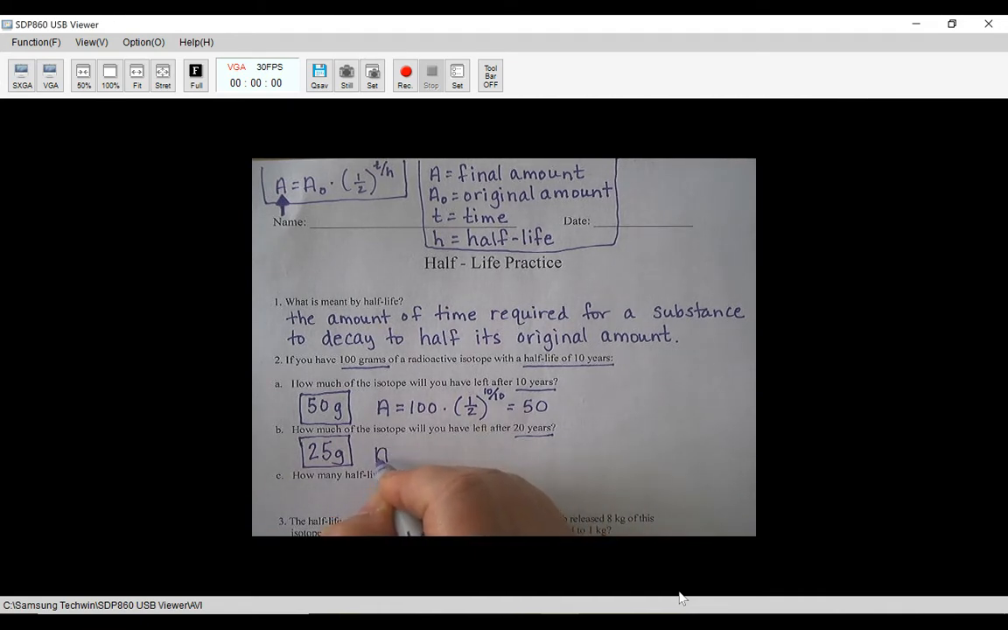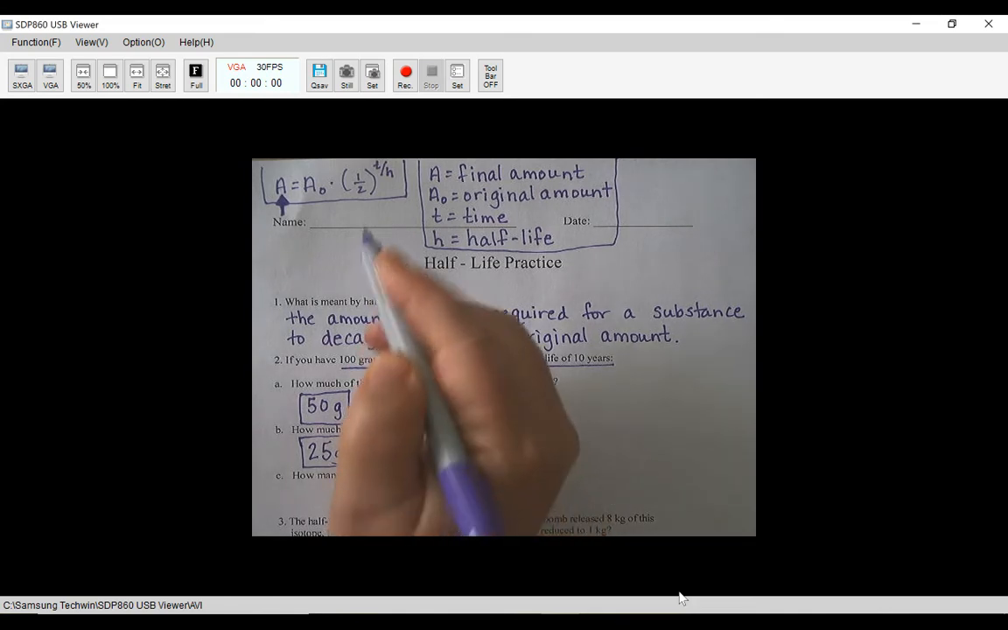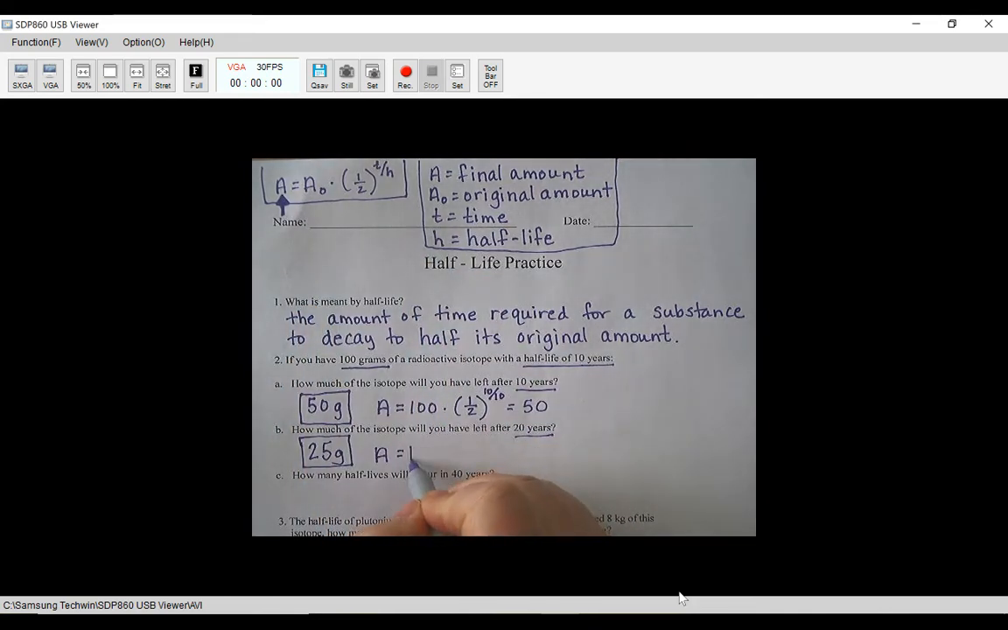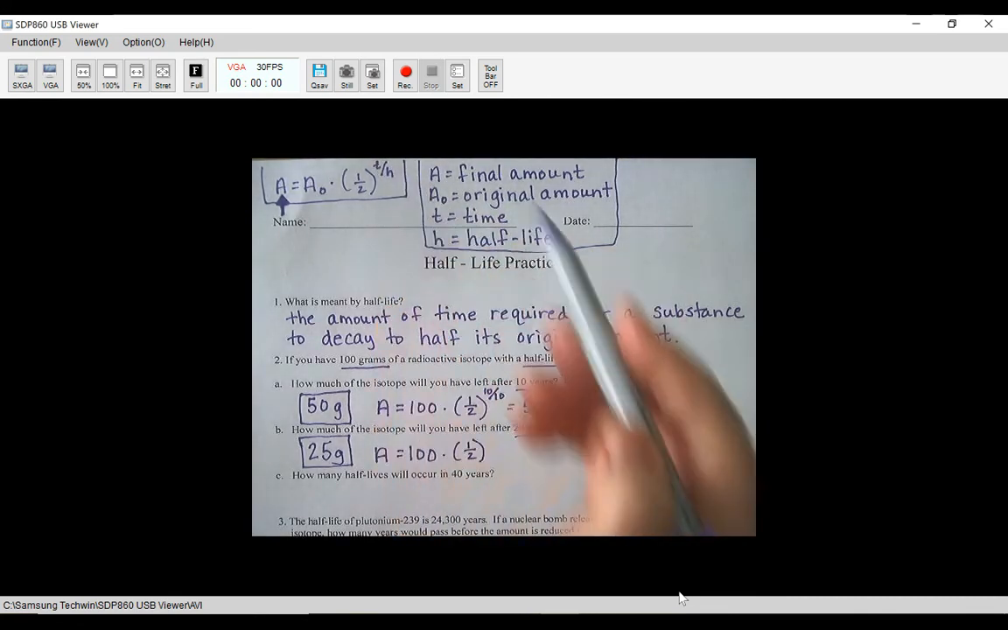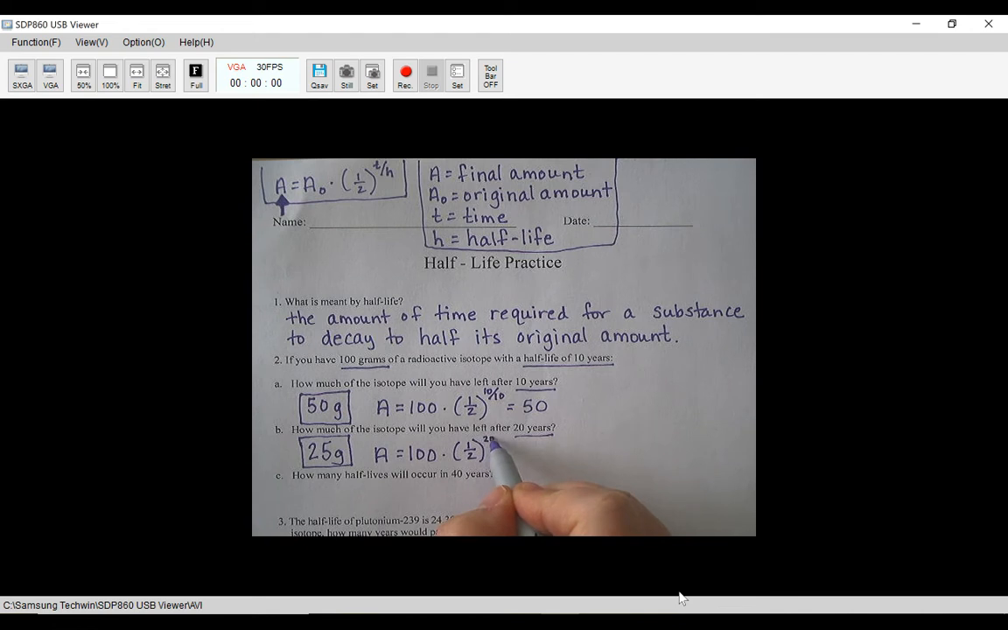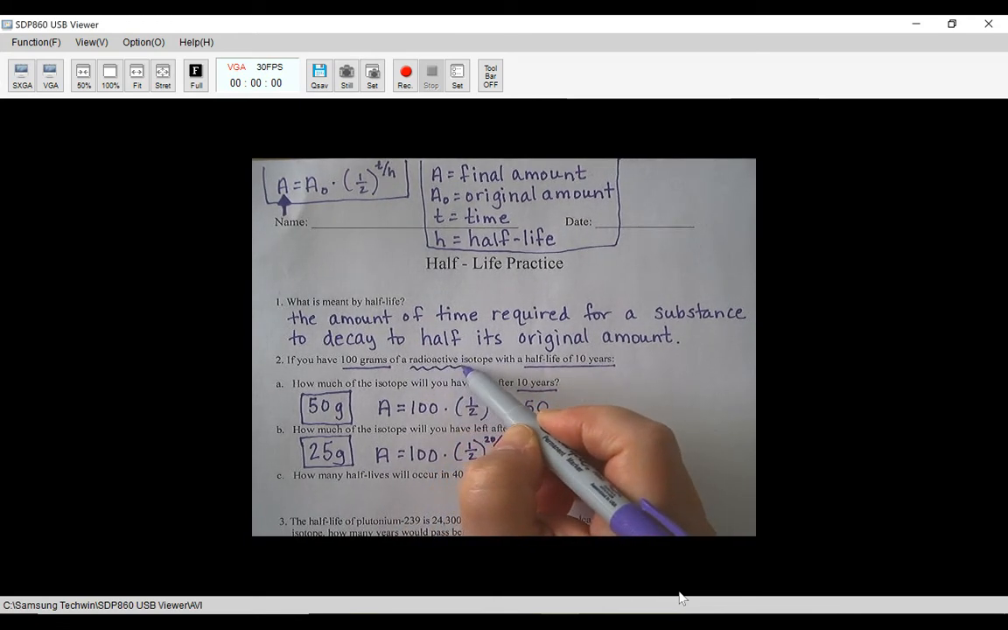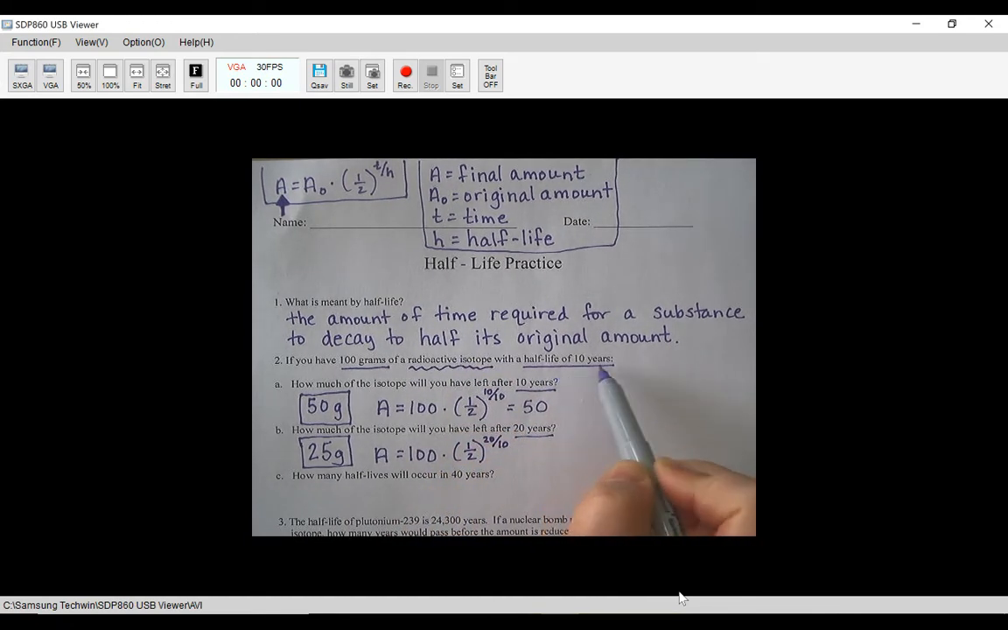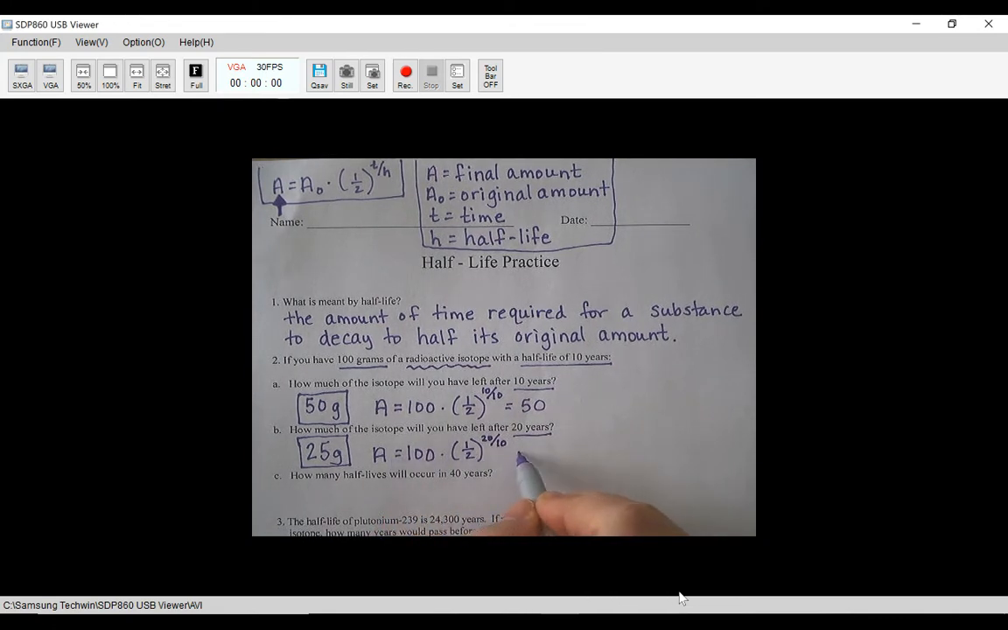But again, you could use the formula, which says start with your original amount times 1/2. But this time T is 20 years. But the half-life is still 10 because we're still talking about the same original substance, this radioactive isotope, and its half-life is still 10 years. And if you did this math in your calculator, you would get 25.